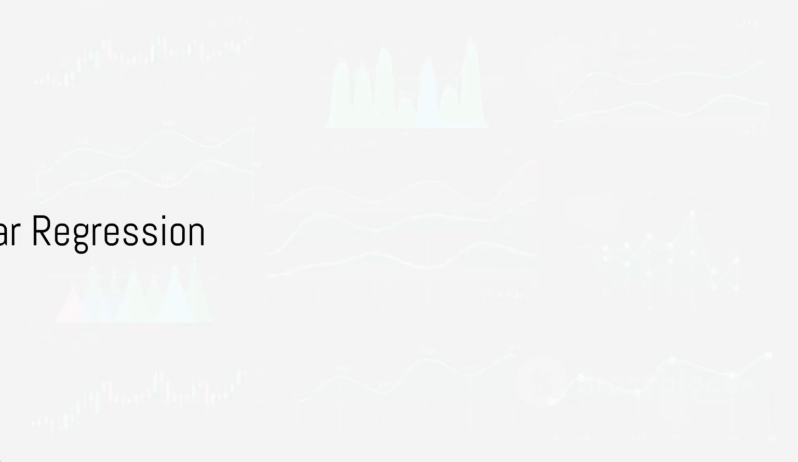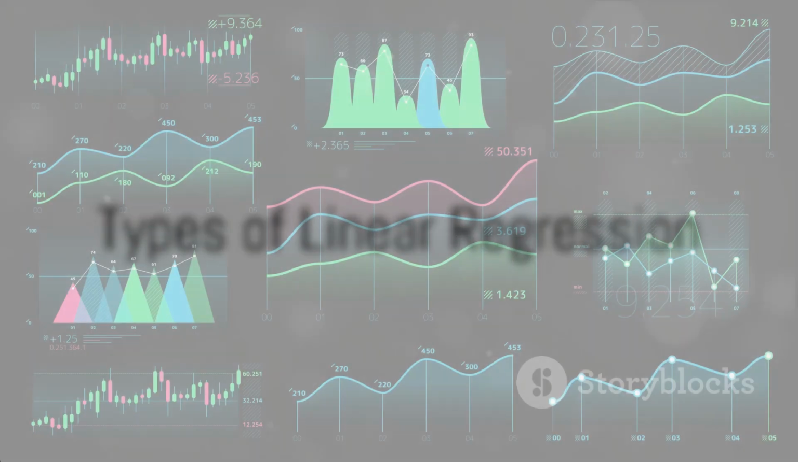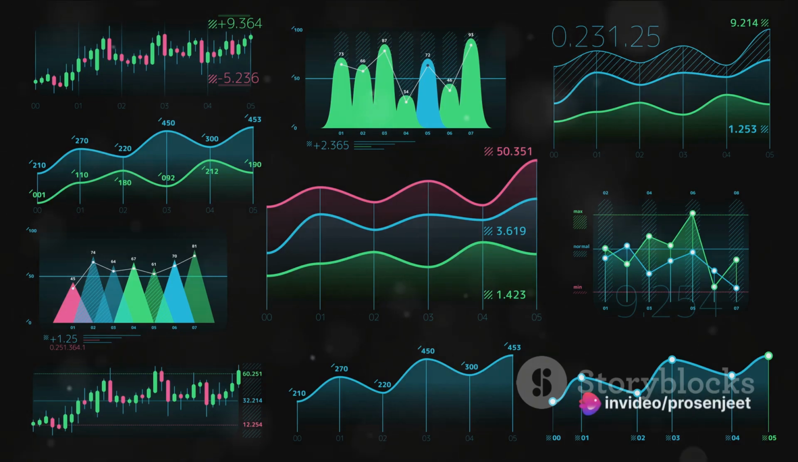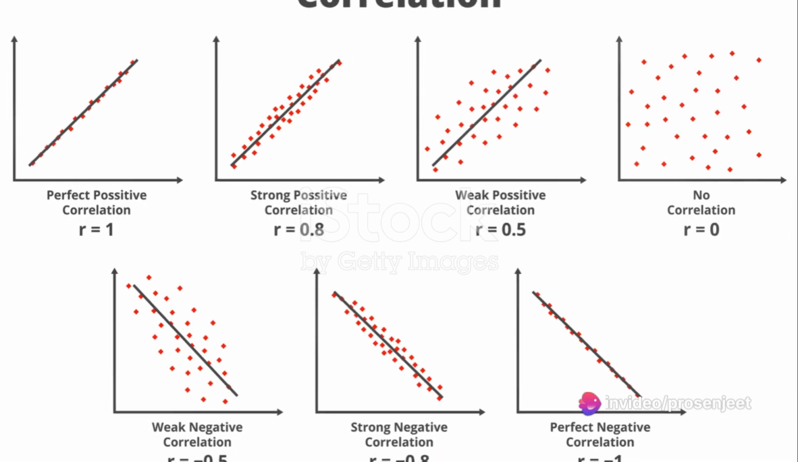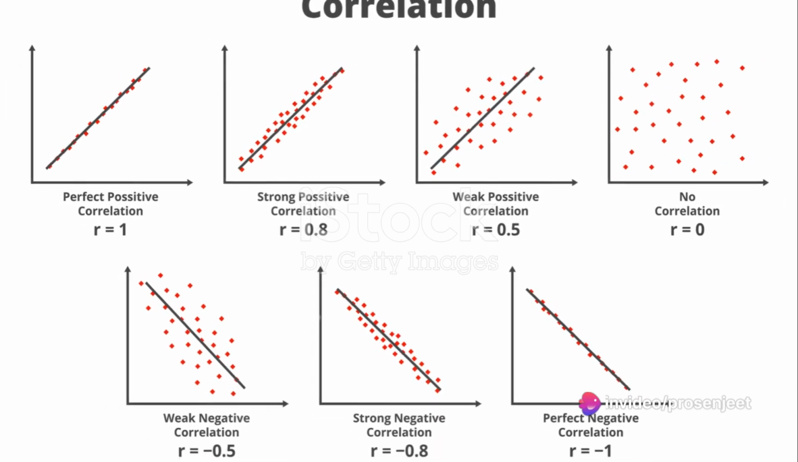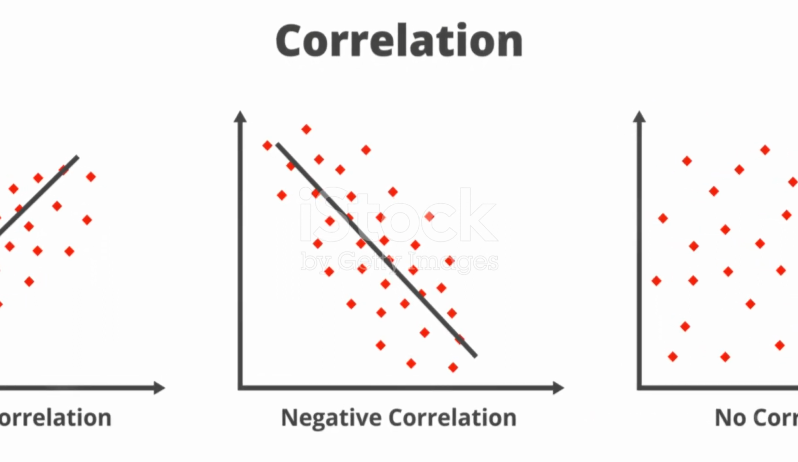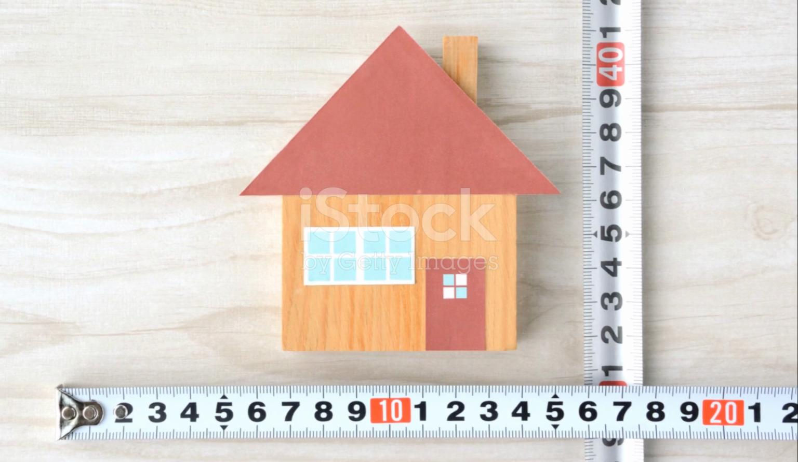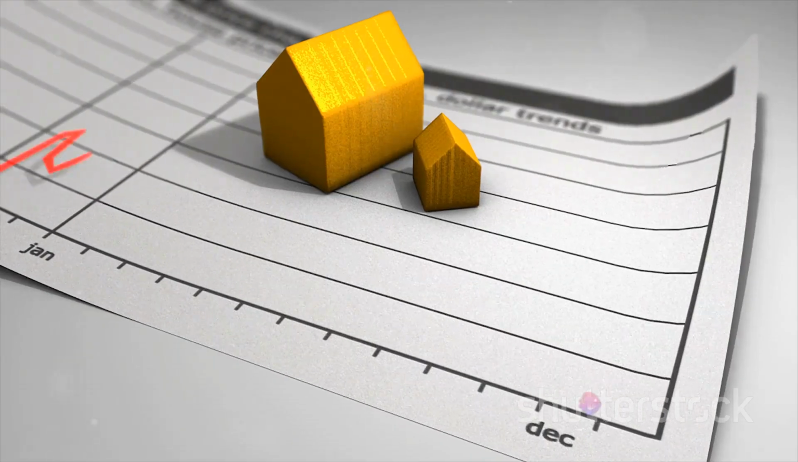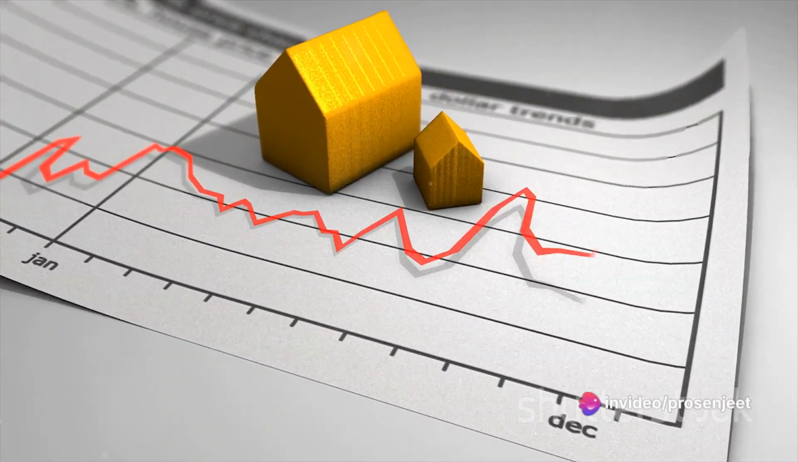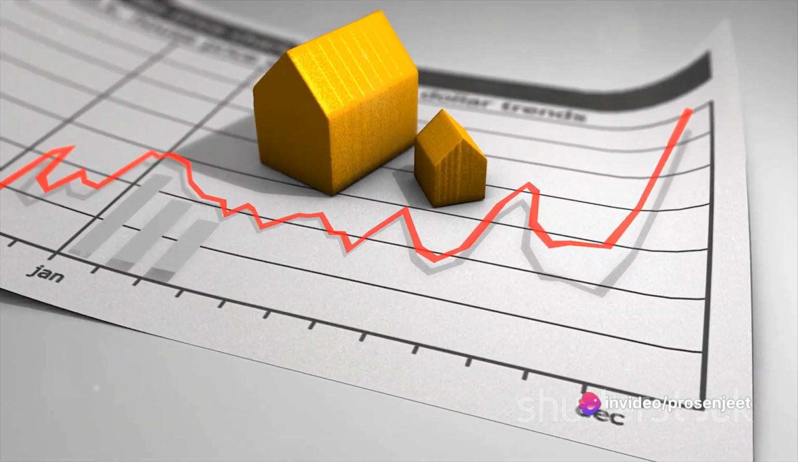Did you know there are different types of linear regression? Yes, you heard it right. Depending on the number of independent variables, we have mainly two types of linear regression: simple linear regression and multiple linear regression. Firstly, let's talk about simple linear regression. As the name suggests, it's simple and deals with just one independent variable.